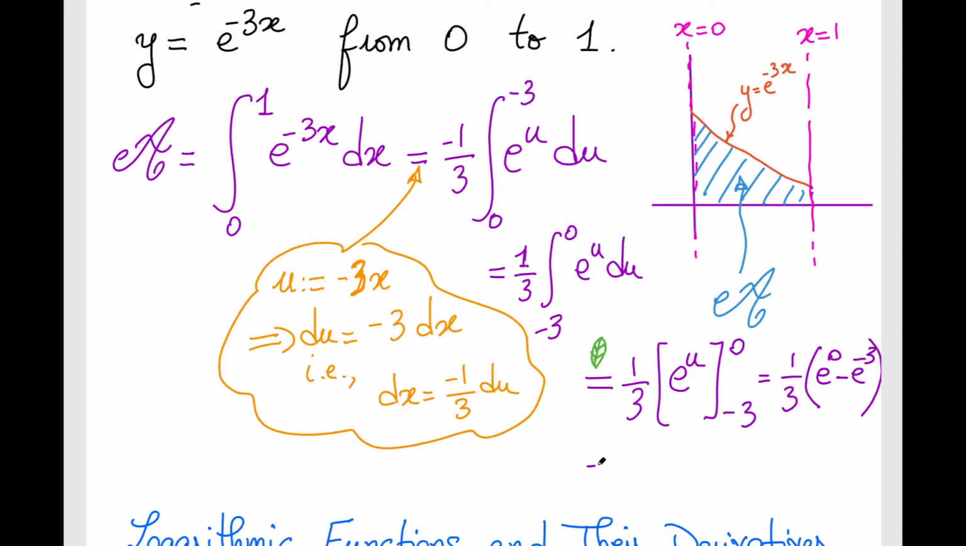Which is, what's e to power 0? What's a non-zero base to power 0? That's 1. So that's 1/3 times 1 minus e to power negative 3. This is certainly a positive entity, right? Because that guy is smaller than 1. Very good. So this is how much this area is.